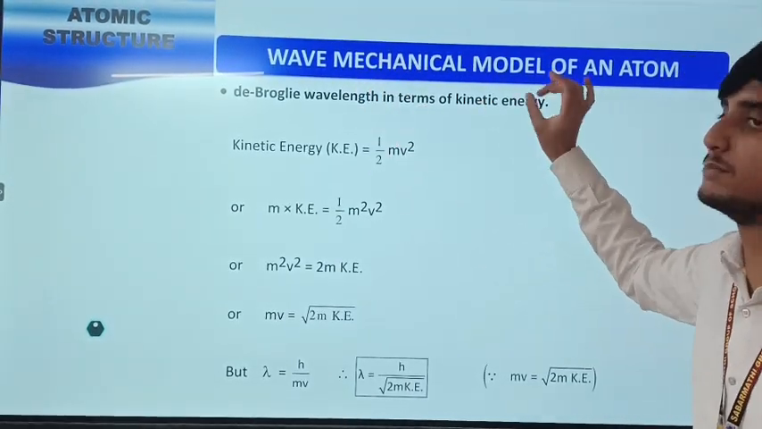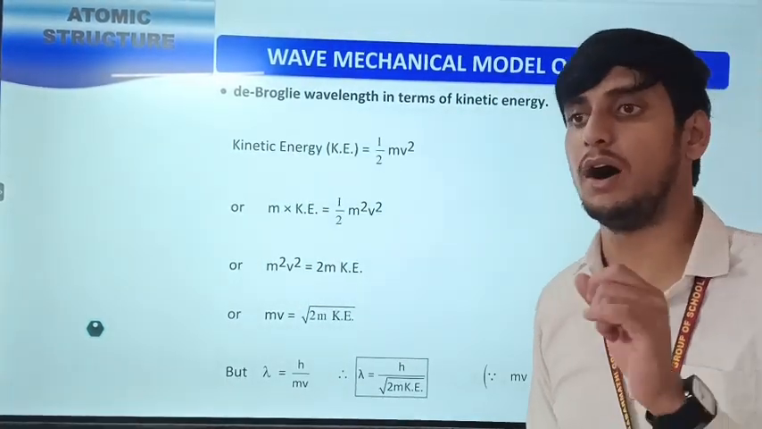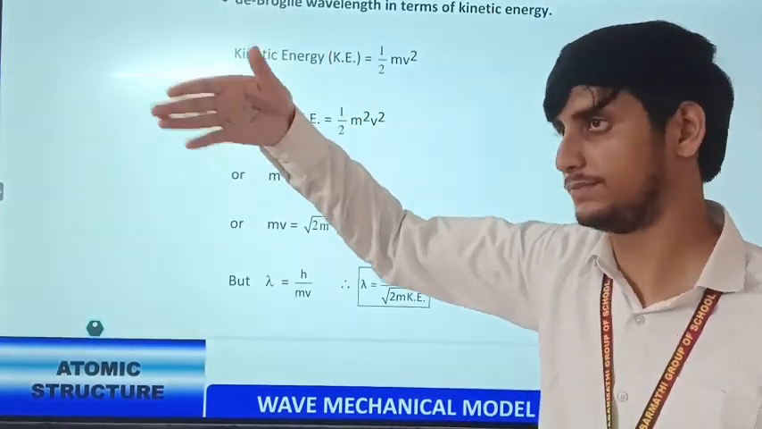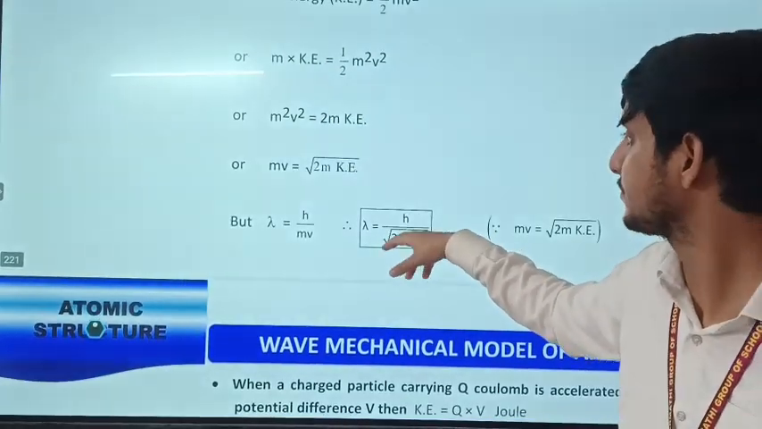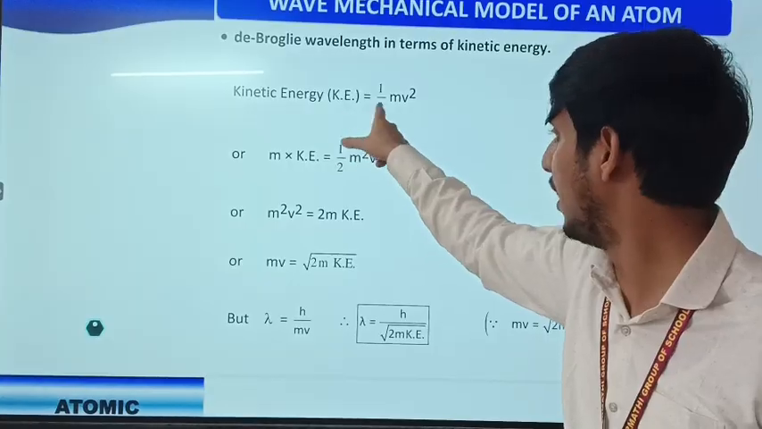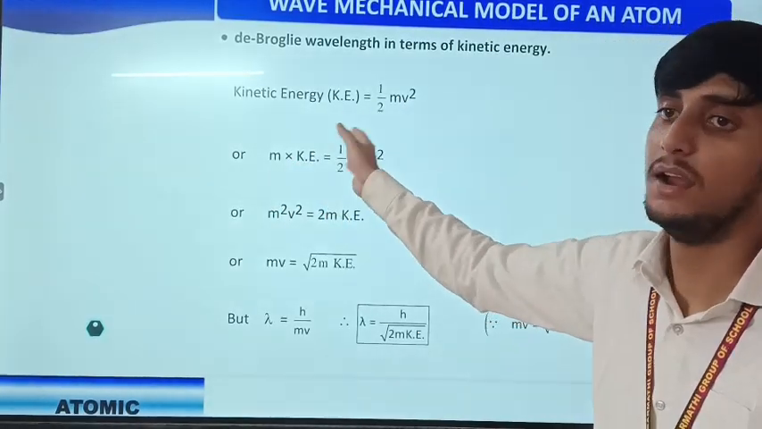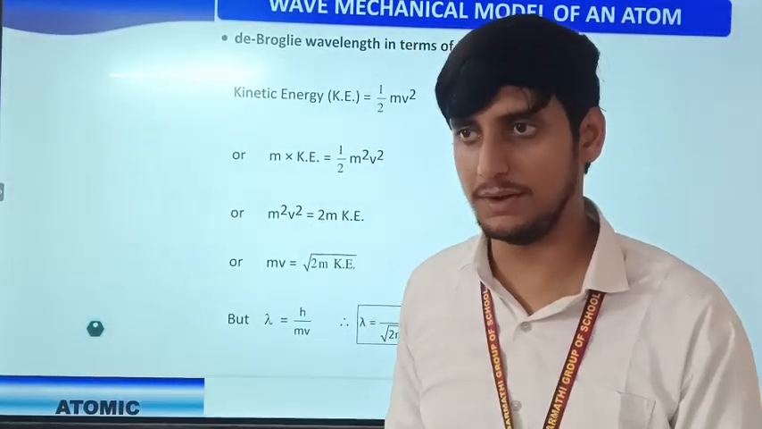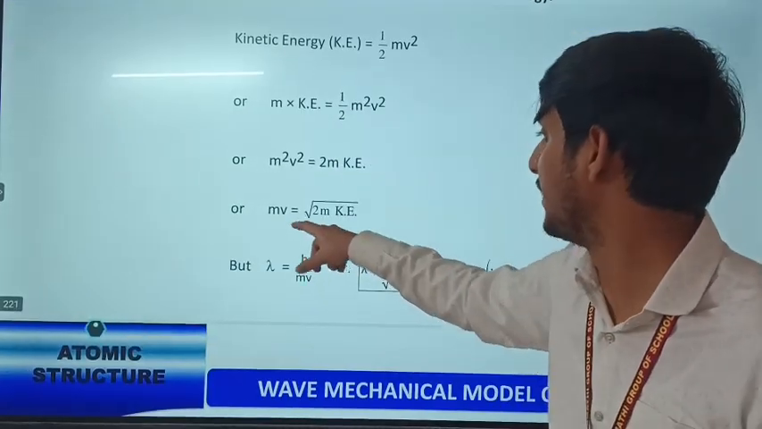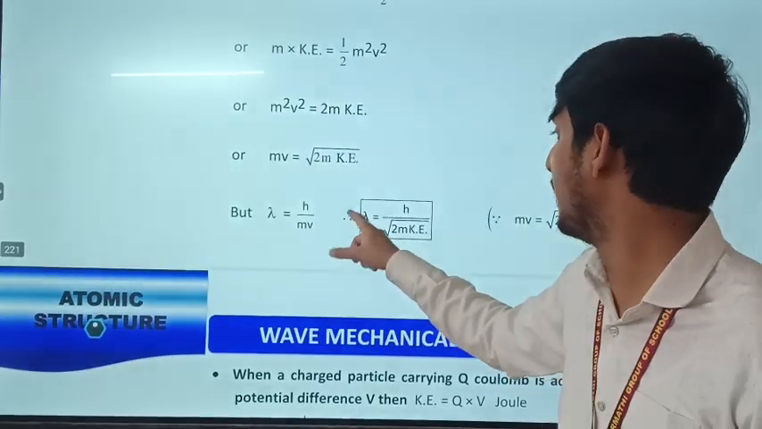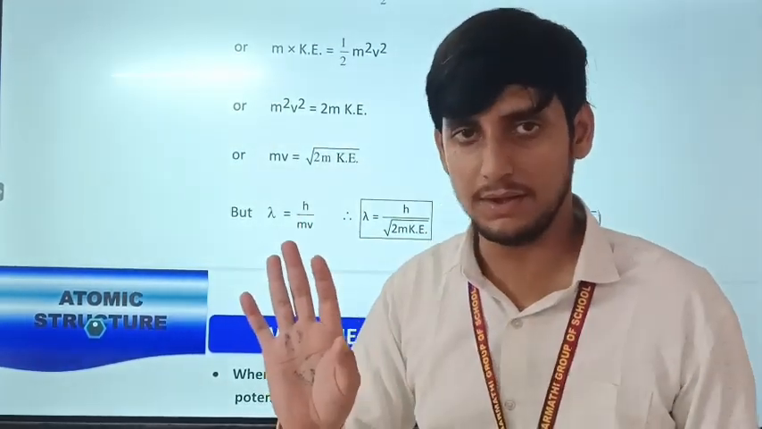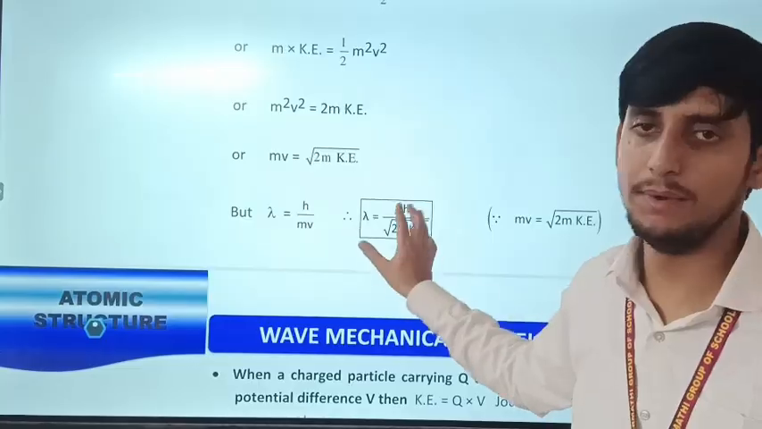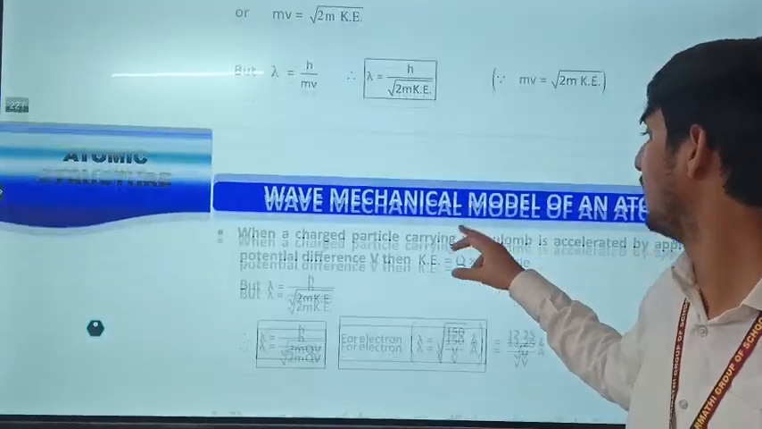De Broglie wavelength in terms of kinetic energy. You know kinetic energy equals half mv squared. Multiplying both sides by m, we get m squared v squared equals 2mK. Here mv is the momentum, so mv equals under root 2mK. After putting this in, lambda equals h upon under root 2mK.